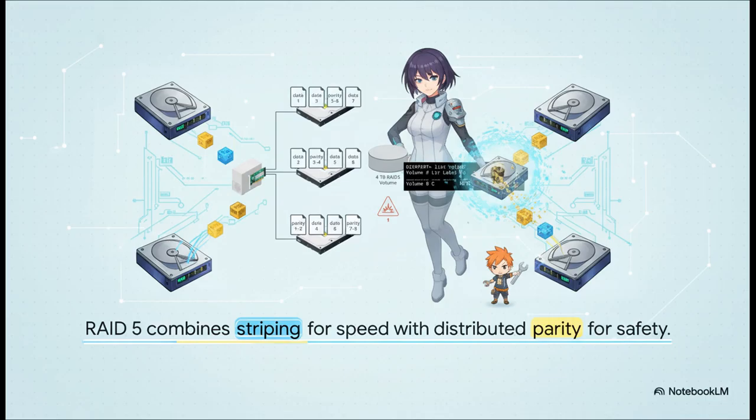You can think of parity as a kind of mathematical clue. This parity information gets spread out across all the drives. Now, if one of the drives fails, the system can look at the data on the good drives, look at that parity clue, and it can mathematically rebuild every single piece of missing data onto a brand new drive. Pretty neat, right? You need at least 3 drives to make this work.